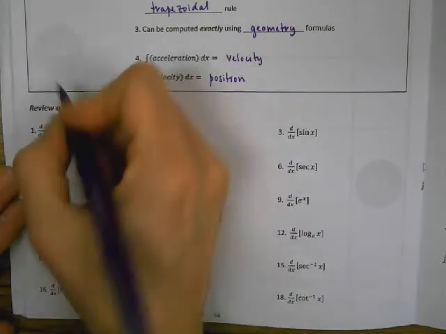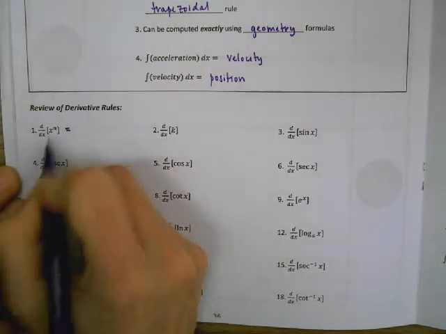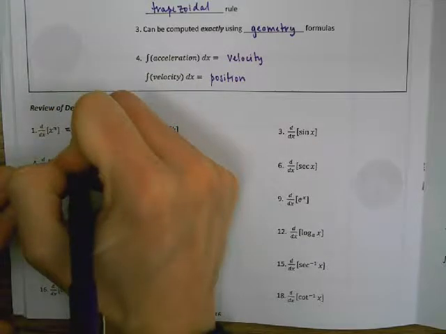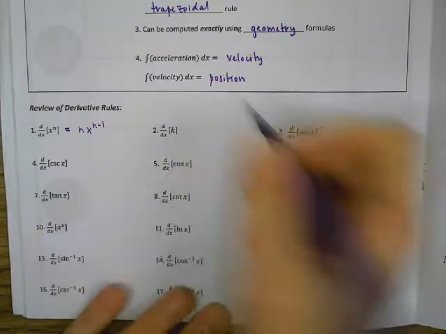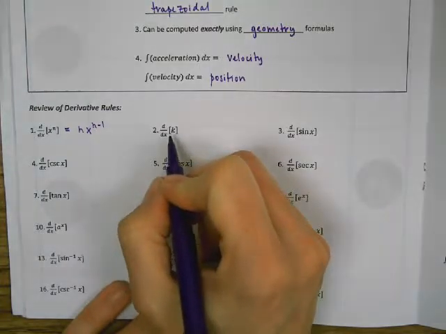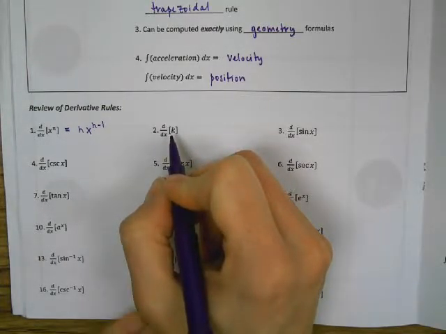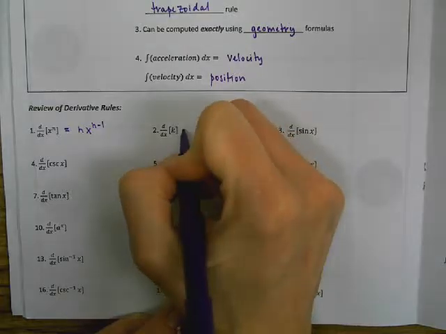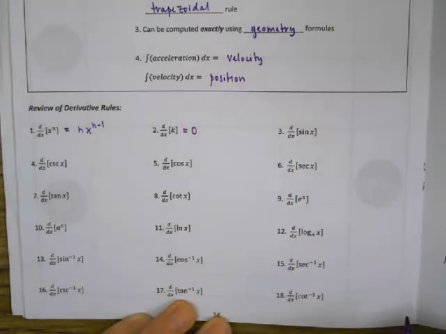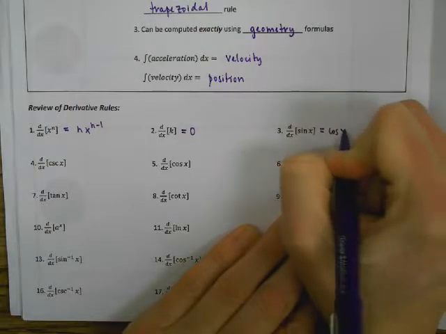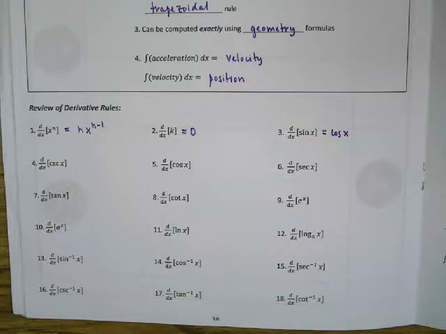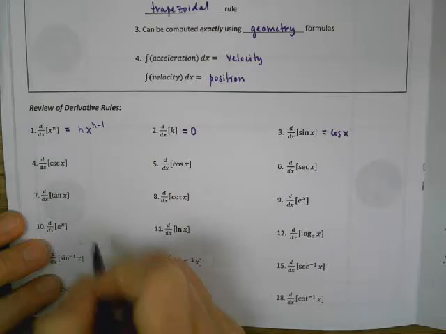The first one is our power rule. So if I have the derivative with respect to x of x to the n, we know that's just n times x to the n minus 1. And number 2, we're going to let k be a constant. So if I take the derivative of a constant, we know that's just 0. Derivative of sine x is cosine of x. And again, these should be this quick for you to come up with.